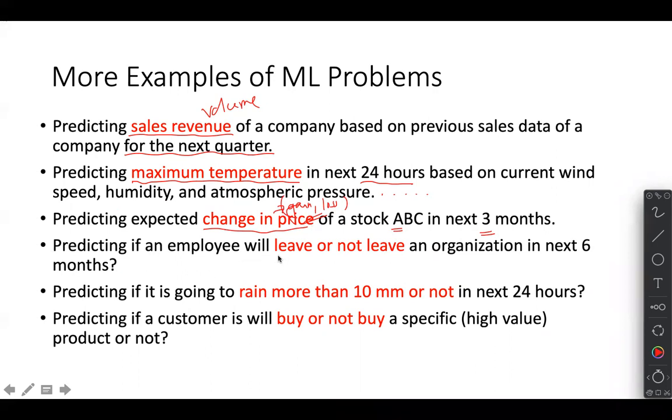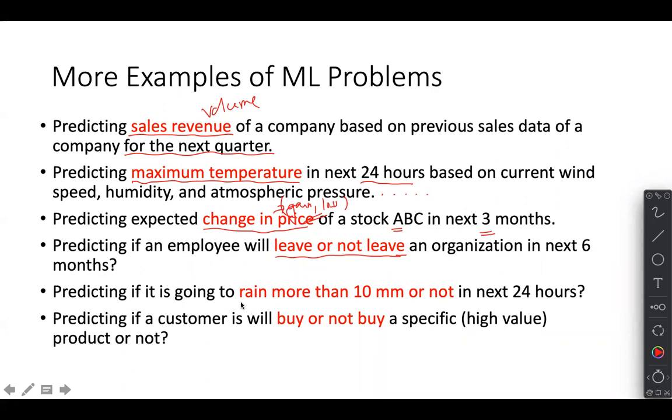Predicting if an employee will leave or not leave. This can also be a different kind of machine learning problem, right? Predicting if an employee will leave an organization in the next 6 months based on different behavioral parameters of the employee, right? How satisfied they are, what's the appraisal of the employee, how many hours the employee is working, or any other parameters that we can take into account.